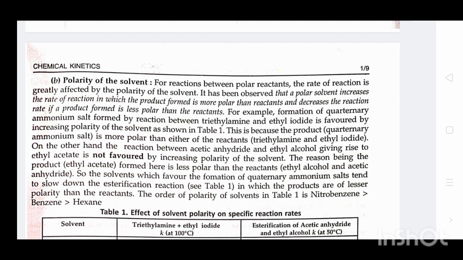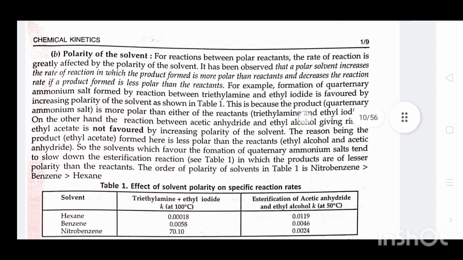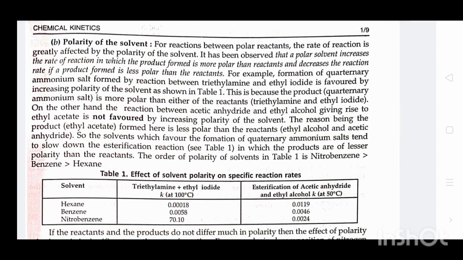For example, the formation of a quaternary ammonium salt by reaction between triethyl amine and ethyl iodide is favored by increasing polarity of solvent, as shown in table 1. This is because the product is more polar than either of the reactants.